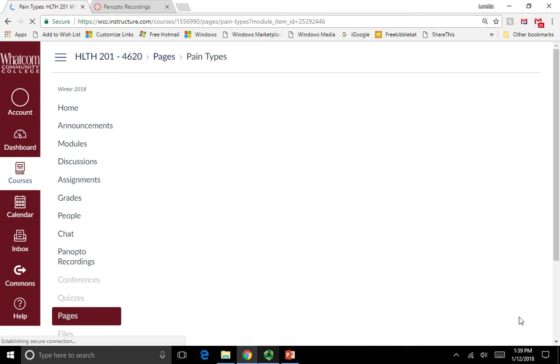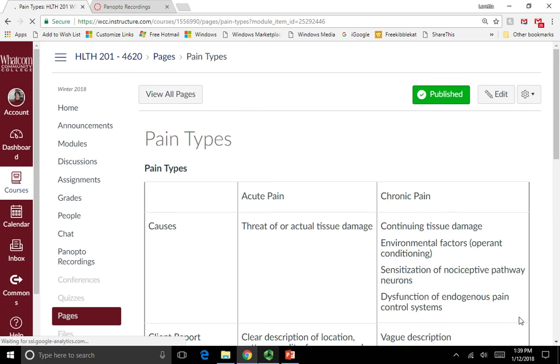There is a functional MRI image in the book on page 133, which shows different areas of the brain being activated. Pretty interesting. In the next section, we are going to talk about types of pain, and then that's going to continue on into chapter 8.